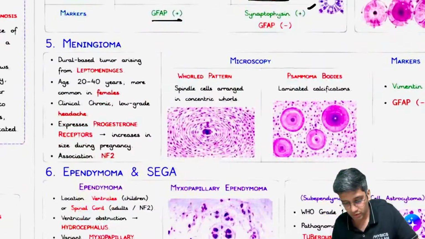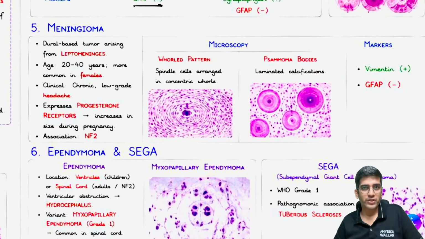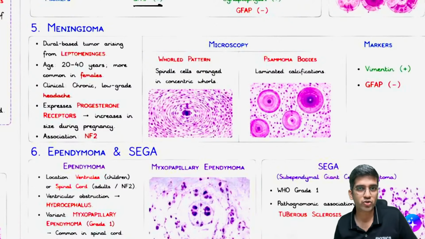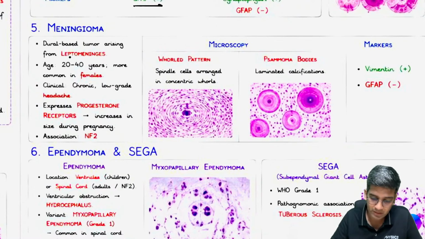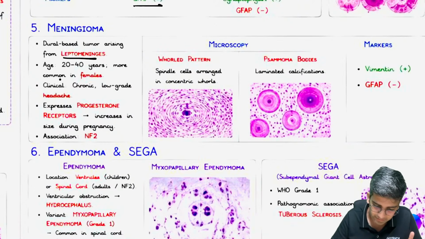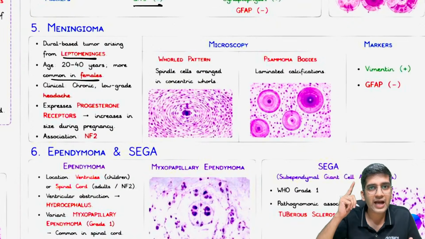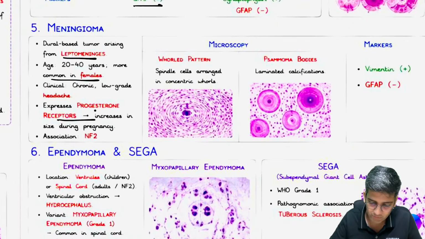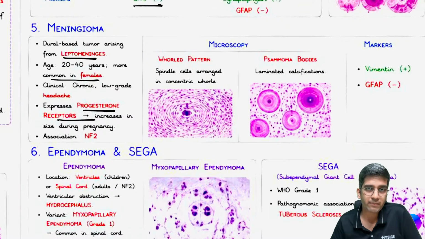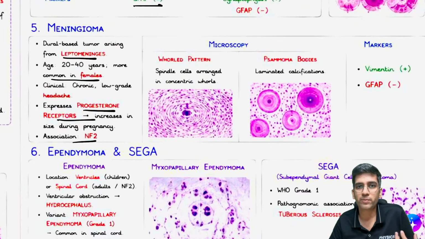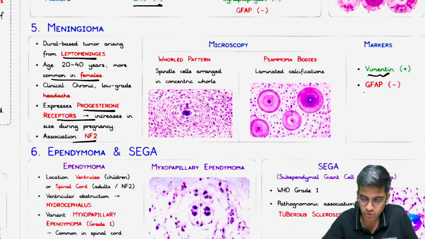Meningioma can definitely come in a short note or in a viva question, because you might have samples of meningioma also if your hospital has that, right? Arises from leptomeninges. Remember this, common in females, and it grows during pregnancy. Any tumor which grows during pregnancy, one of them is meningioma, because they have progesterone receptors in them, and they are associated with NF2. Two classical findings in microscopy: whorls and psammoma bodies. These are vimentin positive and also GFAP negative.